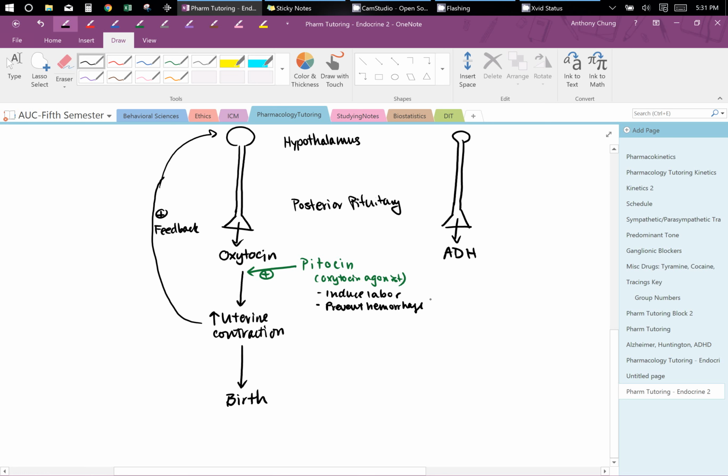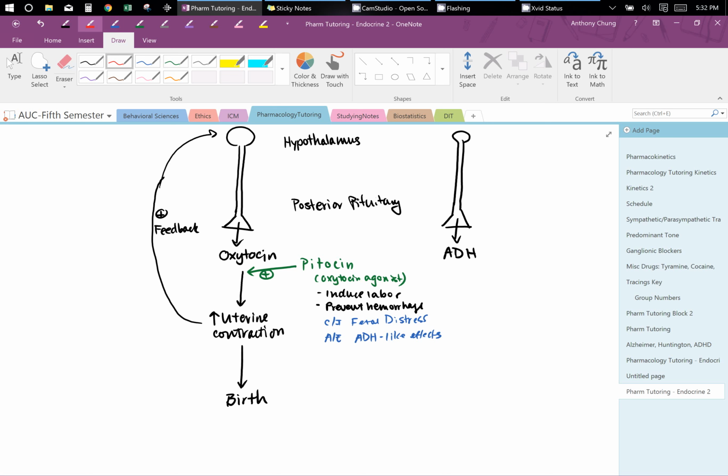And you can imagine if there's fetal distress, you wouldn't want to be contracting your uterus so much. So a contraindication would be fetal distress. Another adverse effect is that it sort of mimics ADH, so it can have an ADH-like effect. So that's fairly straightforward. It just does what oxytocin normally does.